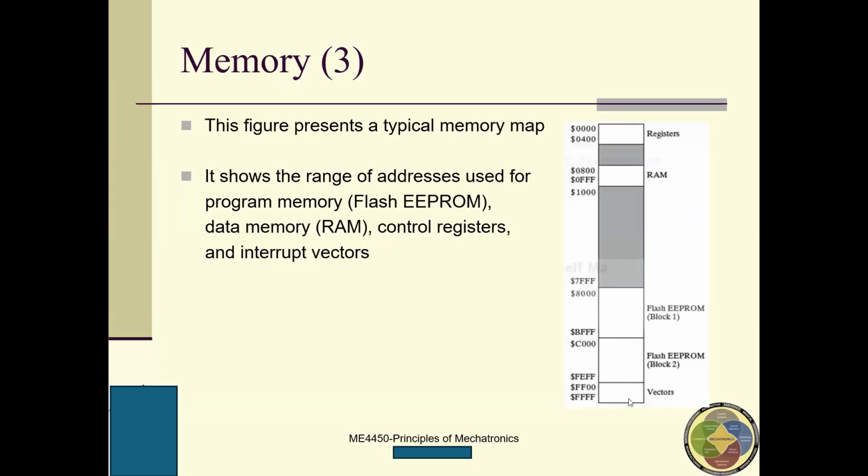This is very similar to the guest house, right? So when I attend a conference, usually there's a conference hotel, and they reserve some of the guest rooms for the conference attendees. It's very similar to the hotel. It shows the range of addresses used for different purposes: program memory, data memory, control registers, along with the interrupt vectors. This is interrupt. You have some idea about the interrupt.